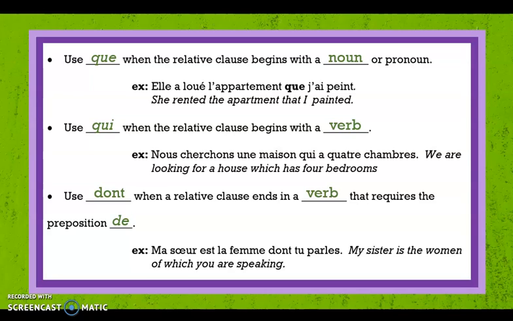So, great lesson. Not very complicated, but very, very important if you want to provide sentences which provide good information to the listener or to the reader. So, I hope you've got it. I hope you practice it. I hope you enjoy relative pronouns.